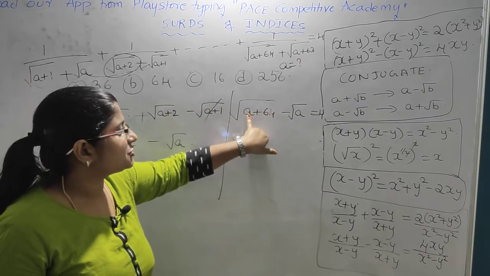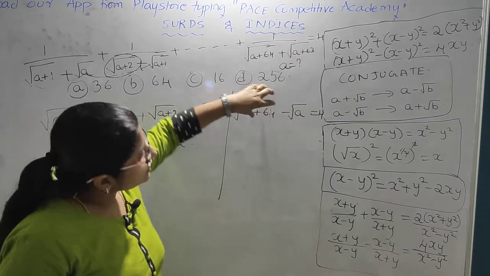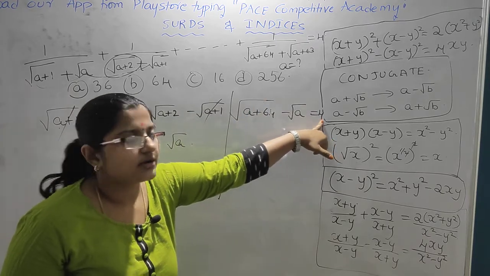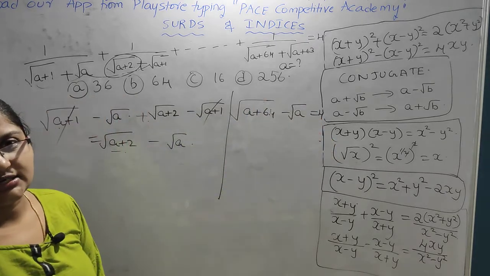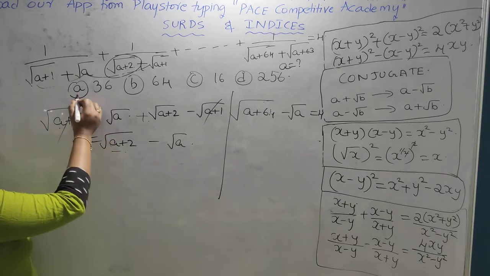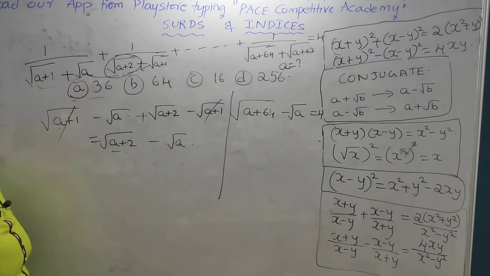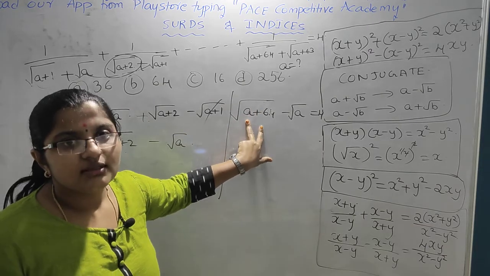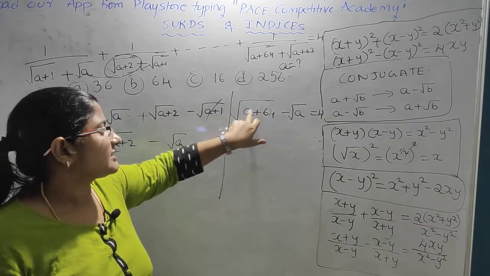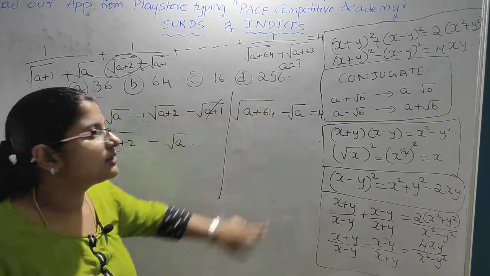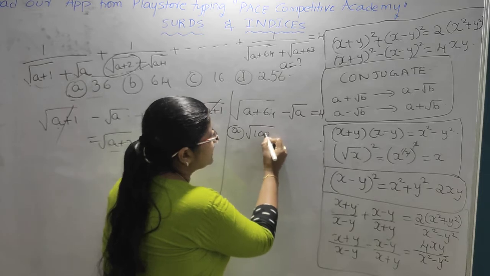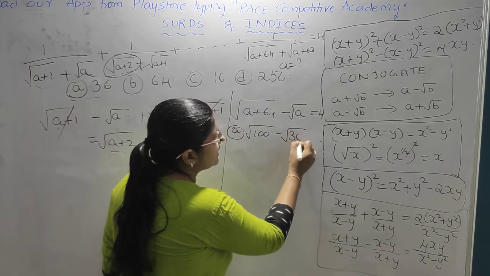So by substituting the a value, whatever value is equal to 4, that is nothing but the a value. Here, let us consider the first option, which is equal to 36. Let us substitute 36 in place of a. 36 plus 64 is nothing but root 100 minus root 36.